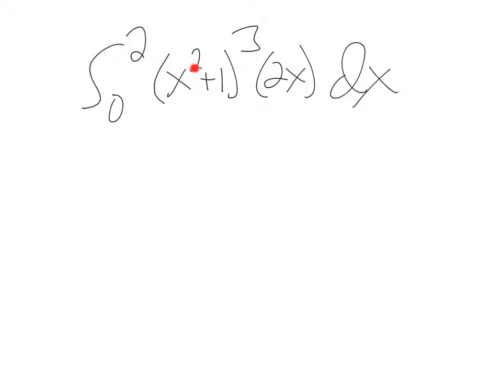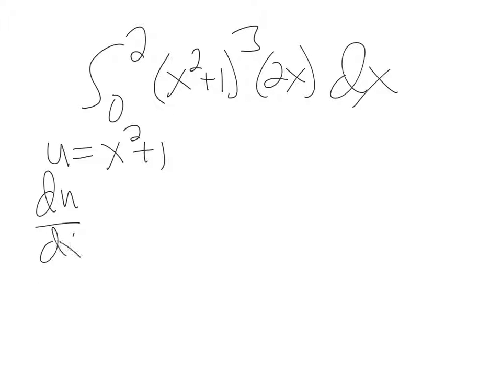And if I take the derivative of that, that's 2x. So what I'm going to do is say, hey, let u equal x squared plus 1. The derivative of u with respect to x is going to be 2x, and then the derivative of 1 is 0.